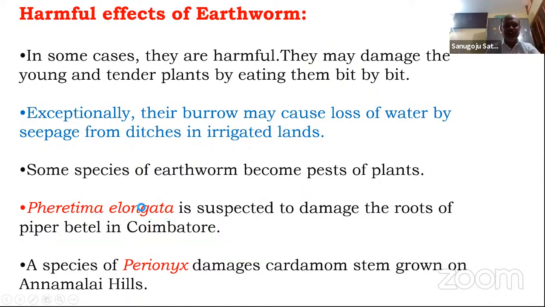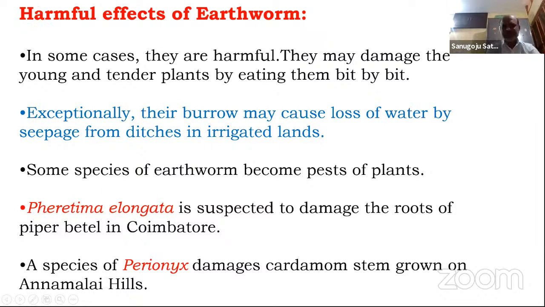Just like Pheretima elongata is a species here. Pheretima elongata is suspected to damage the roots of the piper betel plant in Coimbatore. In Coimbatore, piper betel plants are there, in which it is damaging the roots. If it is causing damage to the roots, automatically the plants can die. That means they are harmful to the plants. That's why some harmful earthworms may be seen.